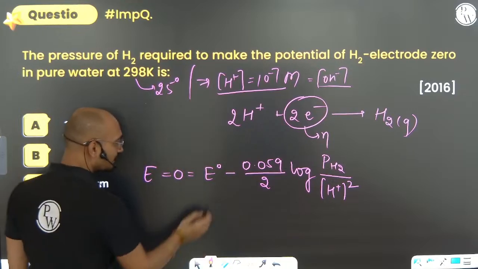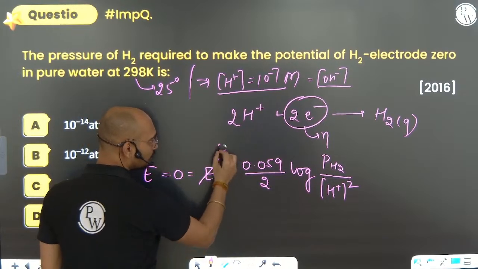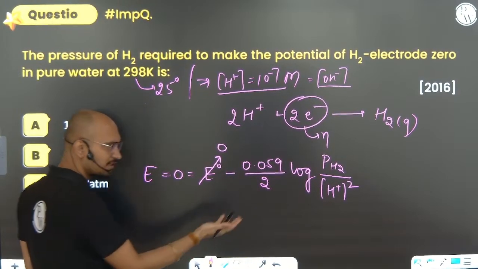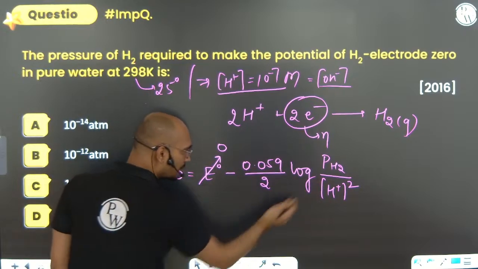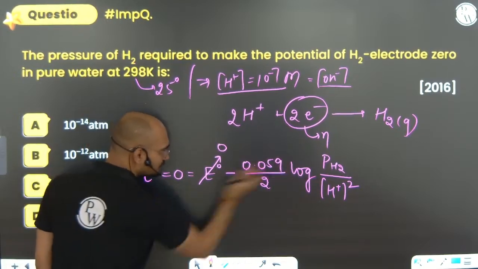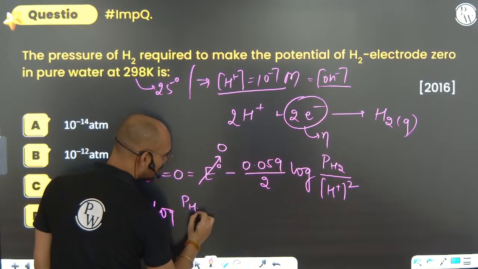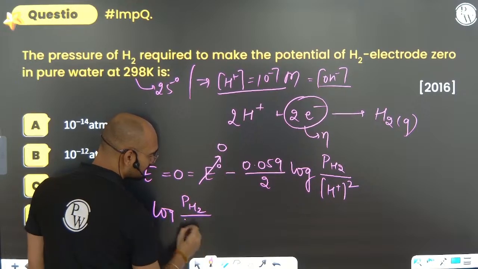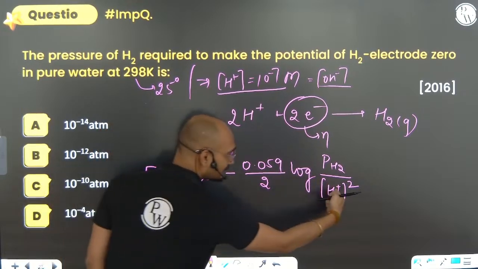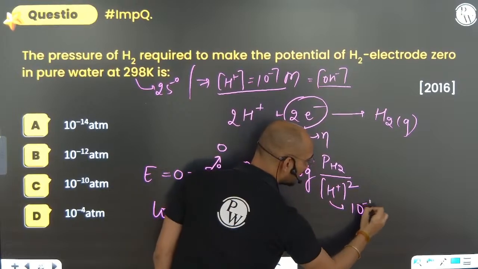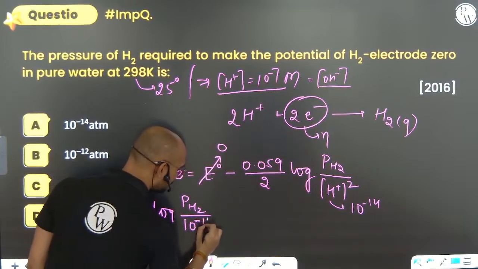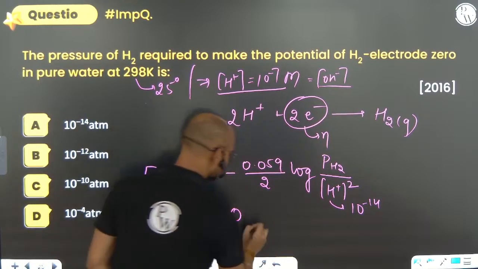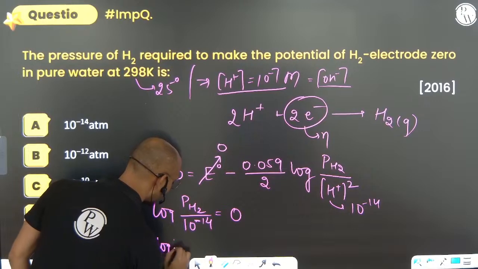Now, E naught for the hydrogen electrode is 0 as a rule, and E is also 0. So this whole log part becomes 0. Pressure of hydrogen divided by H+ concentration to the power 2. H+ concentration is 10 to the power minus 7, squared gives 10 to the power minus 14. And log of what equals 0? Log of 1 equals 0.